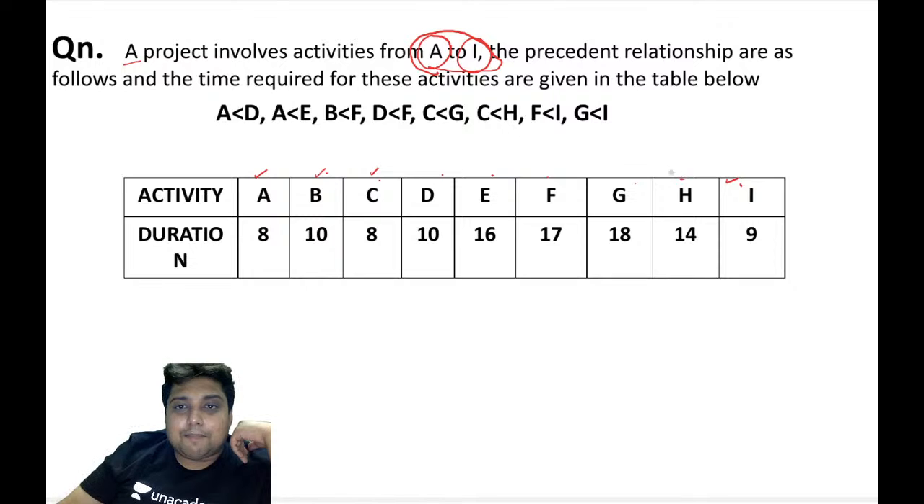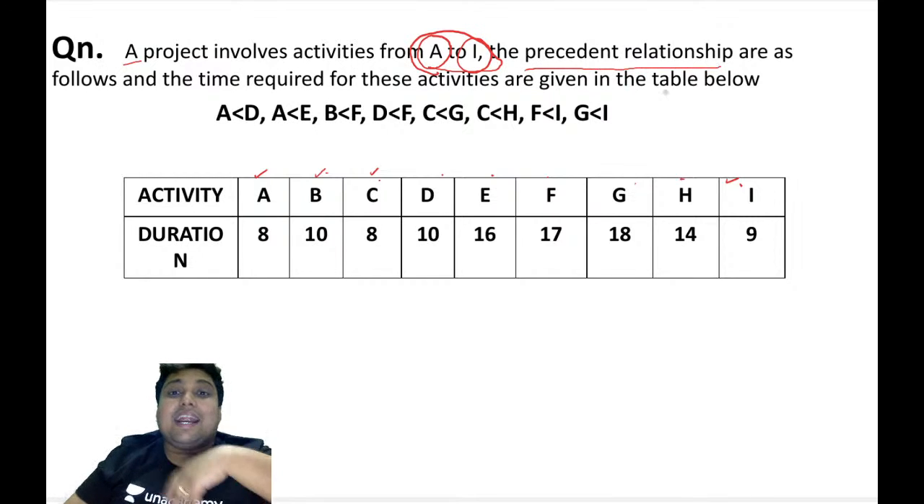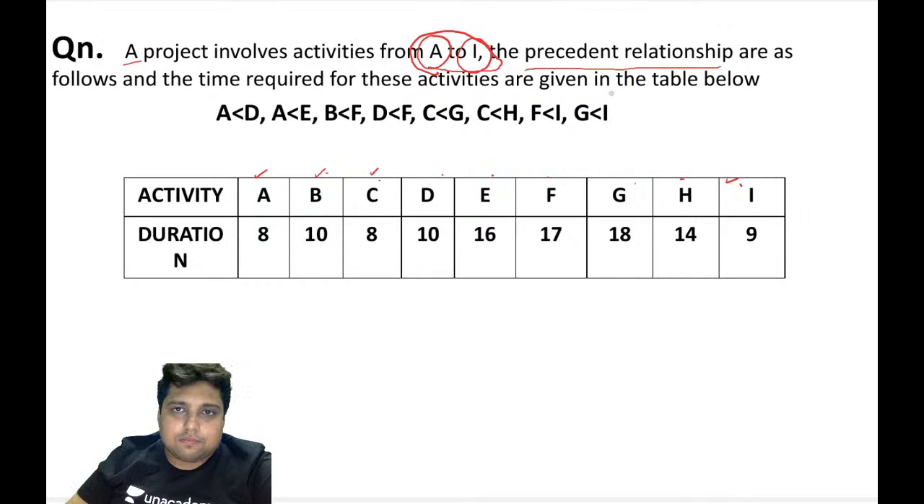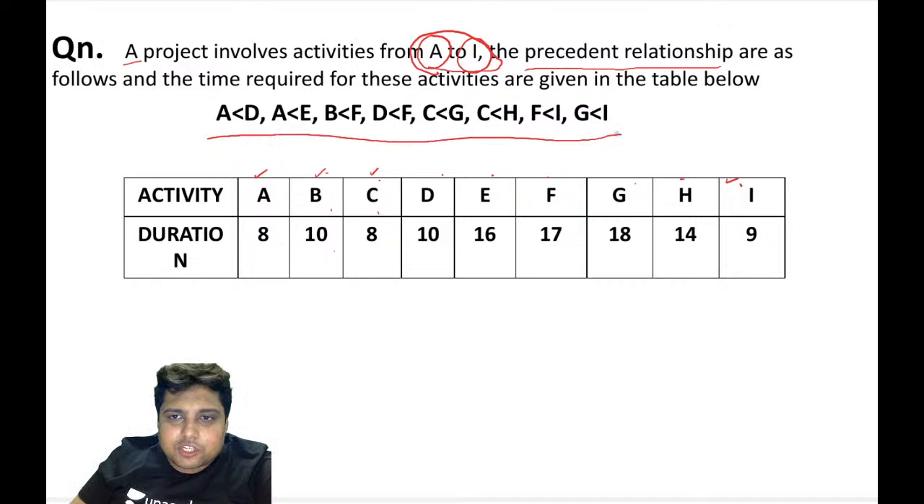Then it is written the precedent relationships are as follows and the time required for these activities is given in the table below. Precedent relationship, predecessor, what is before, the relationship is given. How? Let's see. It has been said to us that activity A consumes 8 days, B consumes 10 days, C consumes 8 days and so on. And it is very specifically given here. Let us see this part of the question, this data.